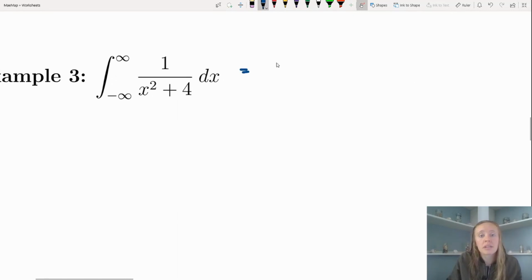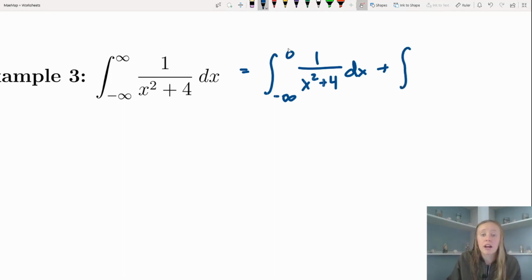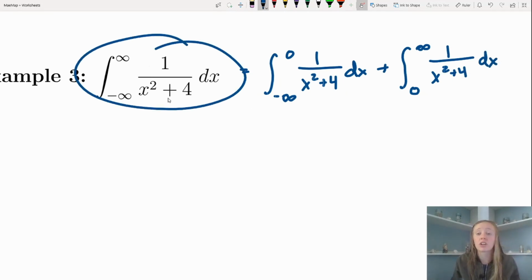So this is going to be equal to the integral from negative infinity to 0 of my function, which is 1 over x squared plus 4, plus, now I'm going to start where my upper bound ended, so that's going to be 0 for my lower bound, to infinity of that same exact function. So I didn't change the value of this integral at all, I just split it up so that I can do one limit for each.